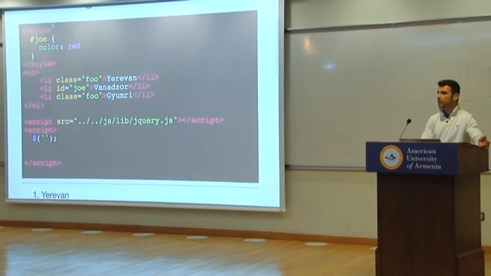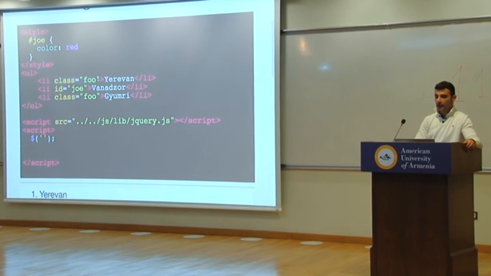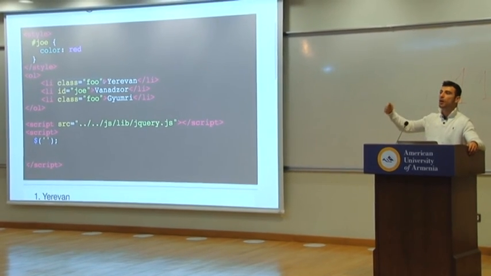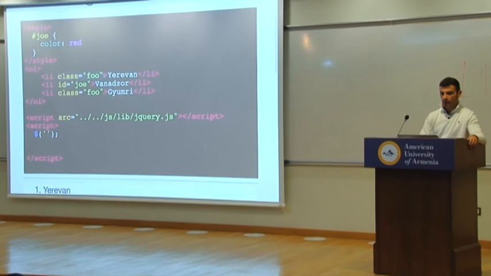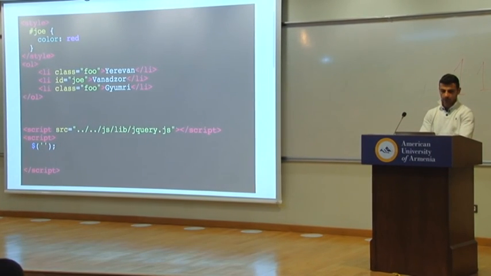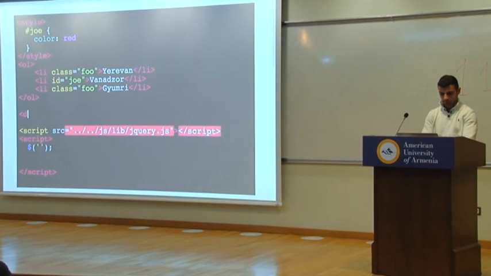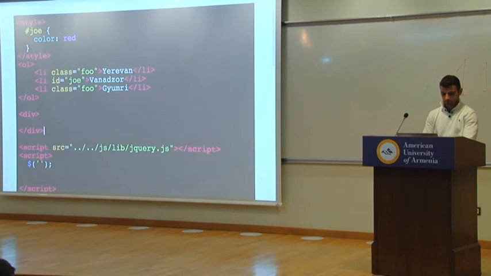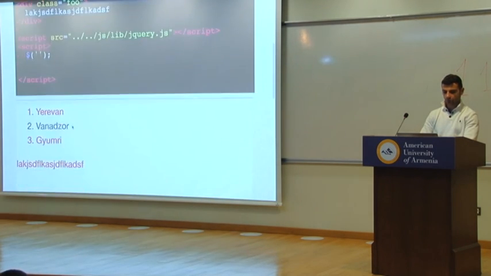Okay, we can also select by class. Class is, again, used when you want to specify multiple elements. Suppose I also have something else in here. I don't know, a div. And then I have a bunch of text, and in here I have a class, foo. Here if I do, exactly, dot foo, it will turn this into, this red, this red, and that red. Sure enough.